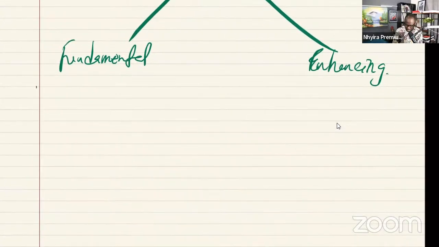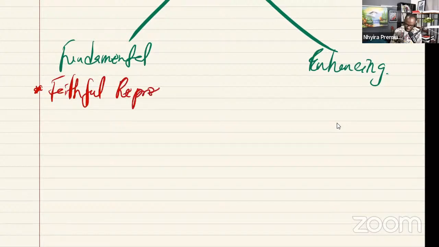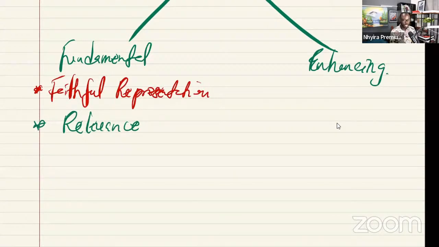Now, the fundamental qualitative characteristics are the go-to. Every financial statement that we prepare must exhibit these characteristics, and that is one, faithful representation. In other words, the financial statements should be faithfully represented. And then number two, relevance.